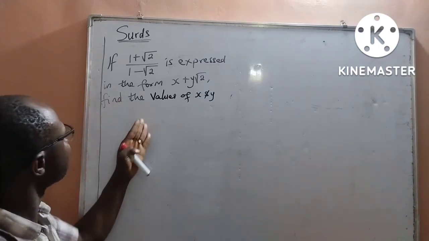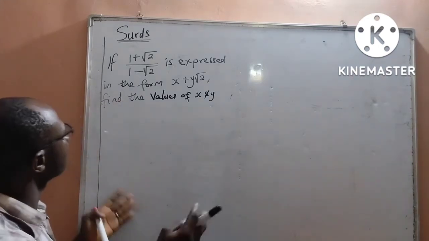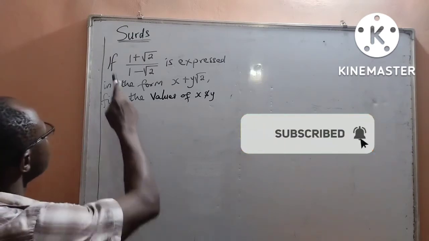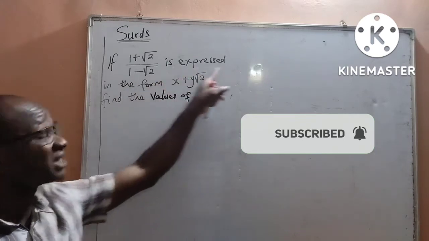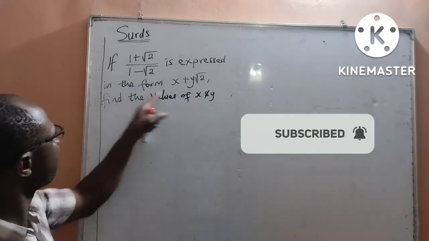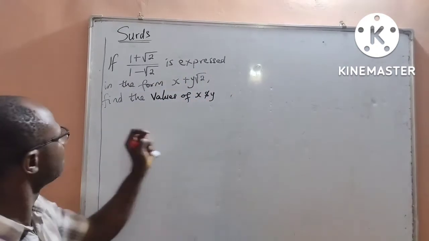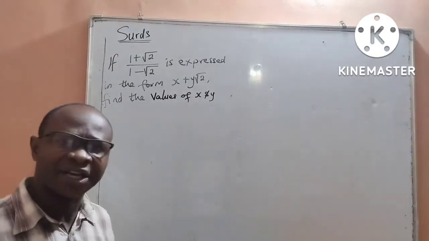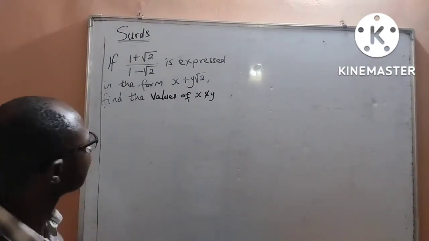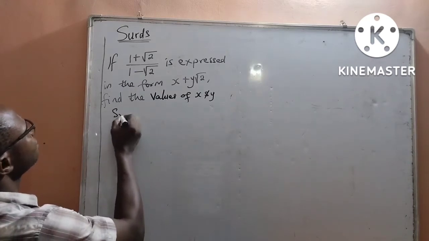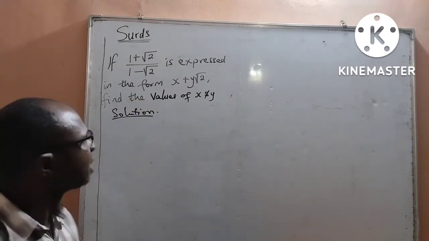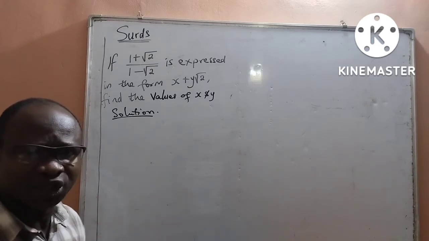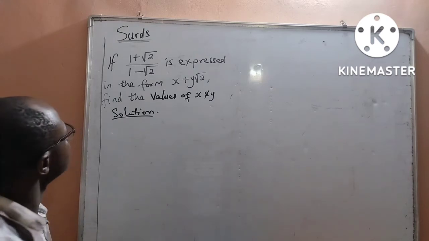Now, in today's class, we'll be taking Surds, and the question is already on the board. If (1 plus root 2) all over (1 minus root 2) is expressed in the form x plus y root 2, then I should find the values of x and y. Now, the question, as it is given, I want you to watch and see how it can be solved quickly. In the next 2-3 minutes, we are done with the solution.